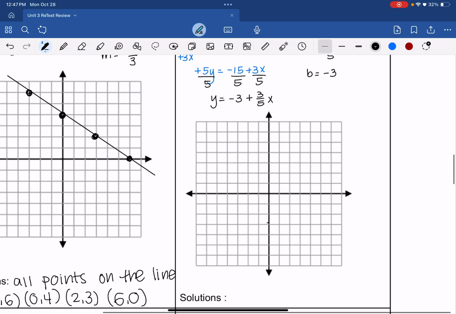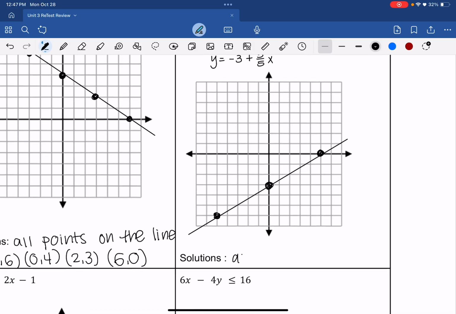So I start at negative 3 on the y-axis. And I'm going to rise 3 and run 5. I can't go any more that way, so I'm going to go back to the y-intercept. Go down 3, 1, 2, 3, 4, 5, and go backwards 5 units. Because it's y equals, we just draw the line, and all the solution is all points on the line. Okay, so in this case, it'd be negative 5, negative 6, because that's this ordered pair. 0, negative 3, and then 5, 0.